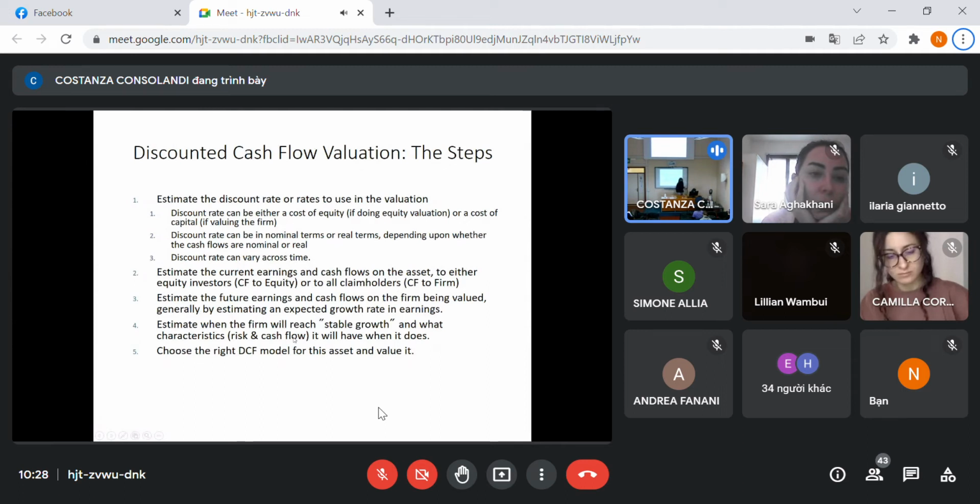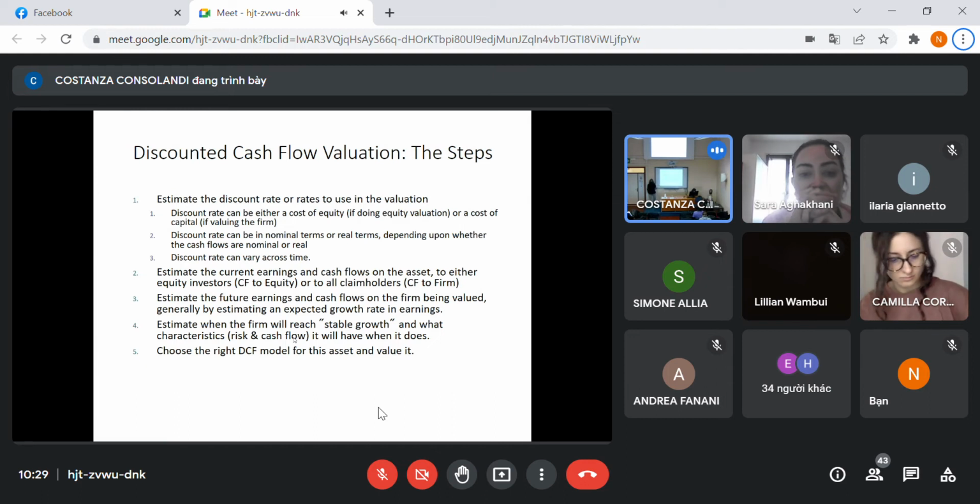Now, which are the steps in discounted cash flow valuation? So we want to find the value of the company. Which are the steps we need to follow? First of all, estimate the discount rate or rates to use in the valuation process. It could be, as we said, the cost of equity or the cost of capital, the WACC, the weighted average cost of capital, if we evaluate the equity or the firm.